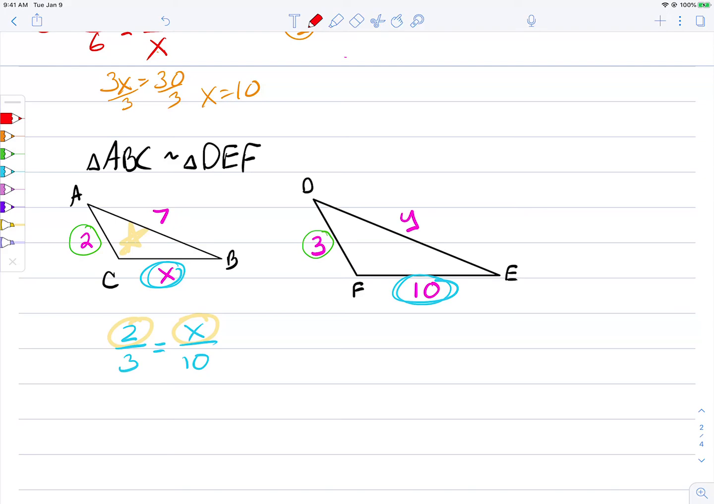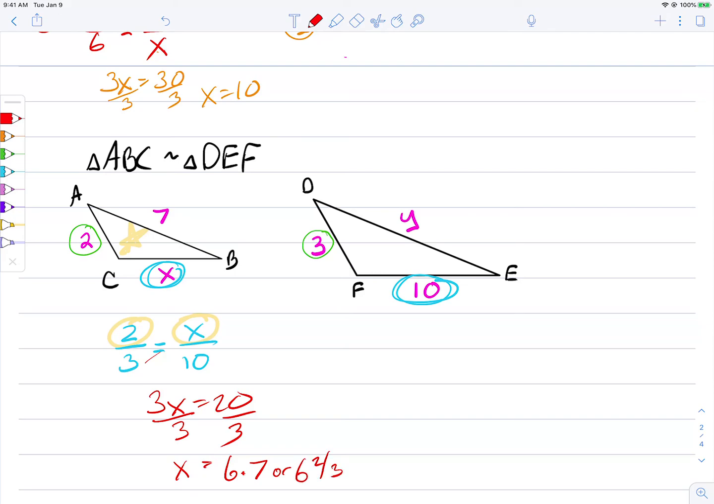If I were to cross multiply this, that's 3x equals 20. Divide both sides by 3. And if I were to find 20 divided by 3 as a decimal, it is about 6.7, rounded to the nearest tenths. You could also have left it as 20/3 or 6 2/3. Any of those would be acceptable.